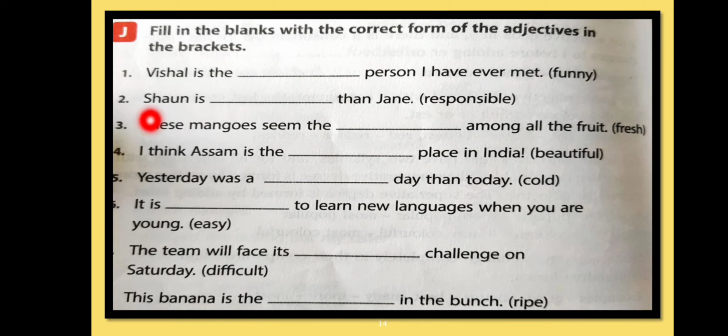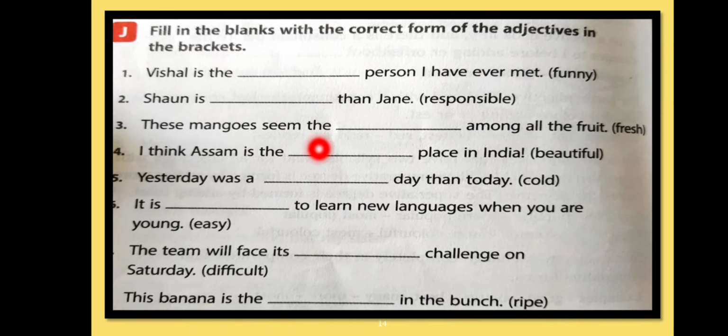So two people are compared, and also than is used. So what will be the comparative form of responsible? More responsible. It is more than two syllables. Responsible is not a monosyllable, right? So we have to use more responsible.